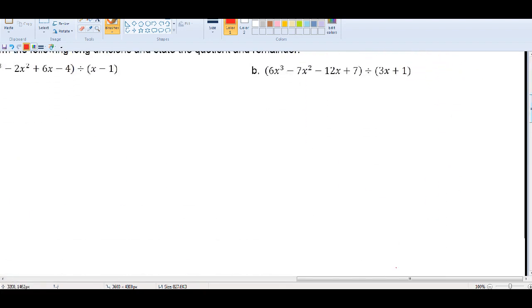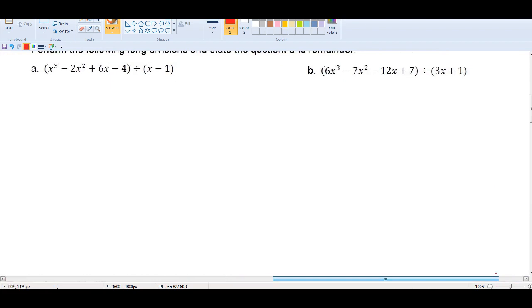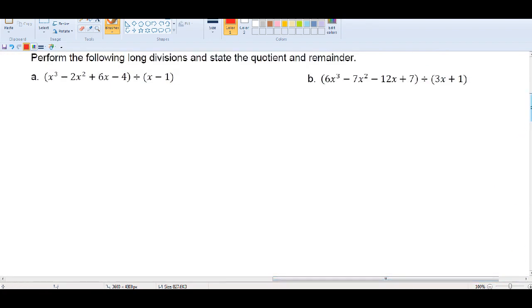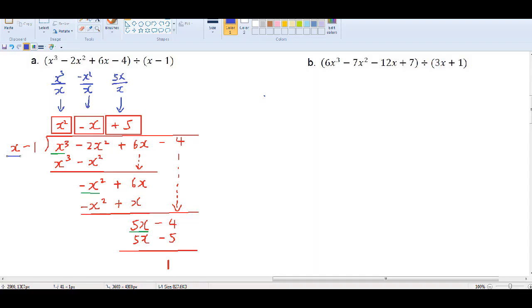You might need some time to do this too. Pause the video now, try by yourself, and then we check the answer for A first. Okay, so here's the answer. Check to see if you got a particular step which is not the same as mine.